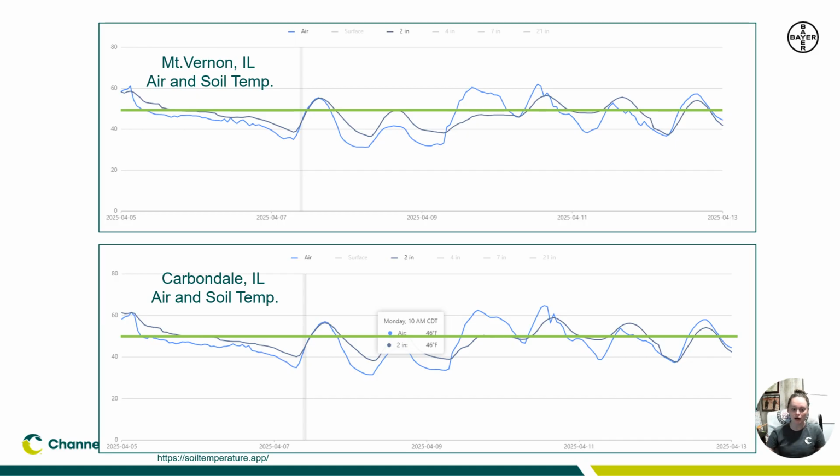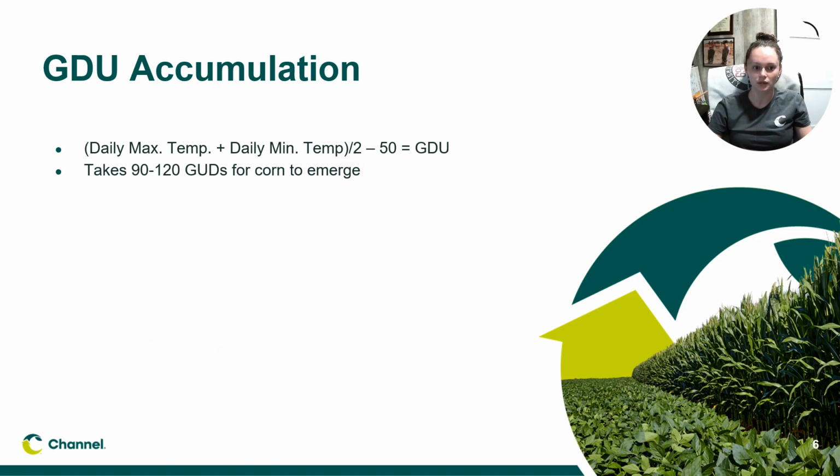But if we think about how much rain we had around the Mount Vernon and the Carbondale area, soil moisture is definitely going to be our limiting factor in this part of the world when we just think about being able to get in and plant. But it makes sense as we trend farther south, our temperatures are going to pick up just a little faster too.